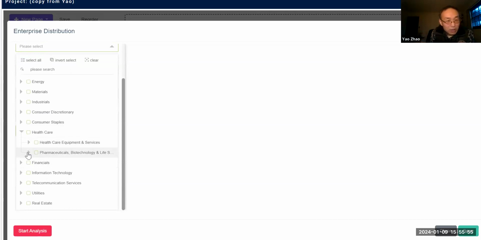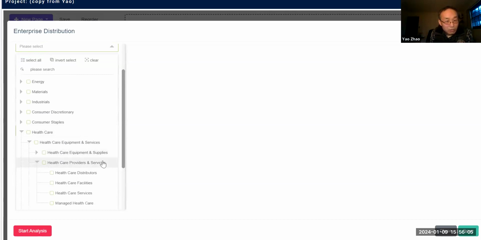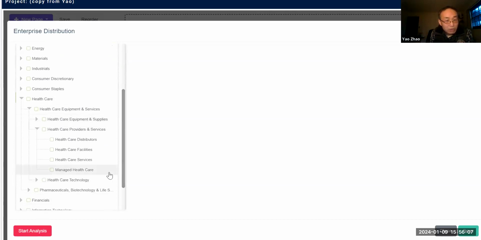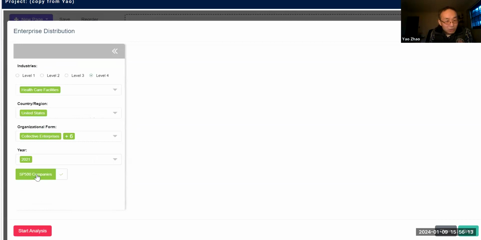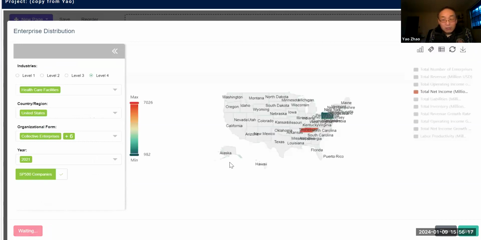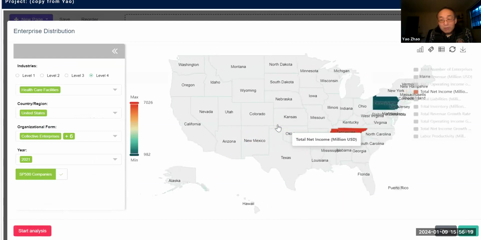So let's just look at healthcare. You have healthcare equipment and services. When you say Mayo, that's healthcare facilities. Healthcare providers and services. Here we go. Let's say healthcare service facilities. Let's choose this one, to see which state. Let's still look at S&P 500 companies. And look at this one.